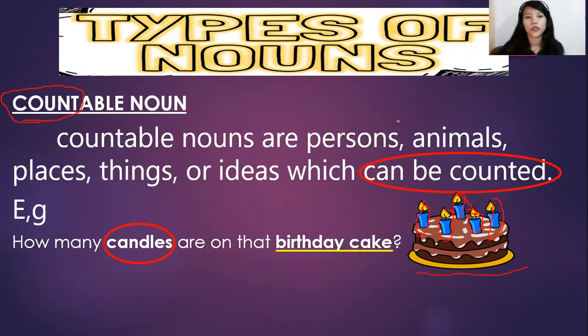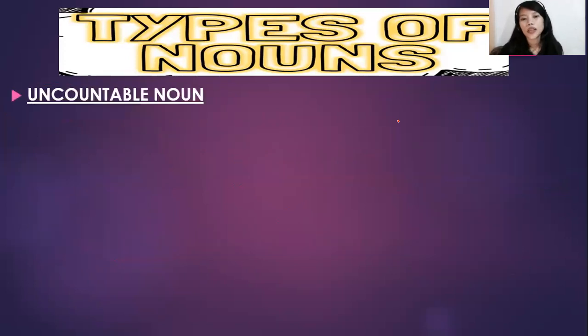Another example for countable noun, we have books, pen, paper, chair, students, and so on and so forth. Anything that you can count is what we call countable noun. Okay? Next, we proceed to uncountable noun.